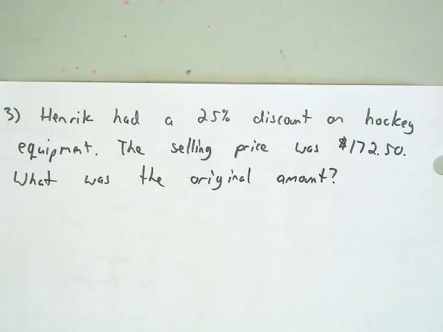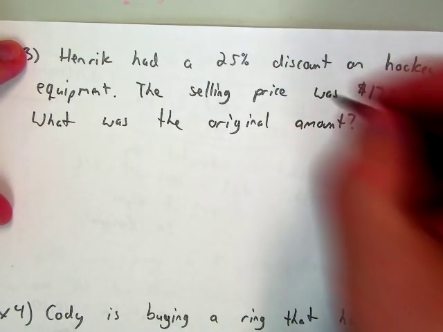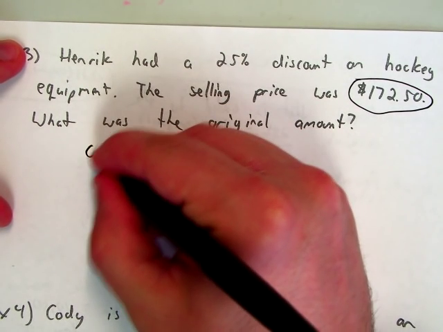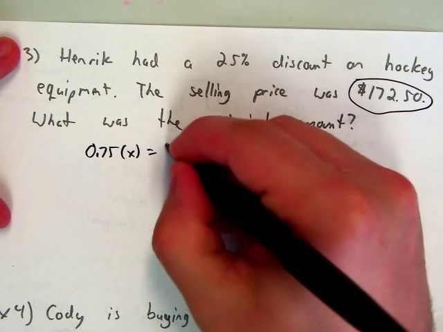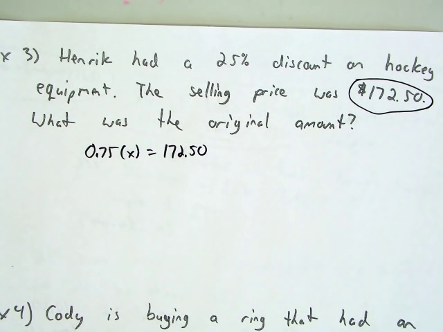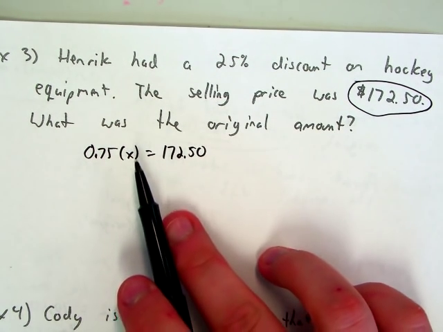Let's look at example 3 now. It says Henrik had a 25% discount on hockey equipment. The selling price was $172.50. What's the original amount? So, in this case, we're looking at 0.75 times the original equals $172.50. So we know the sales price. Now we're going to be looking for the original.